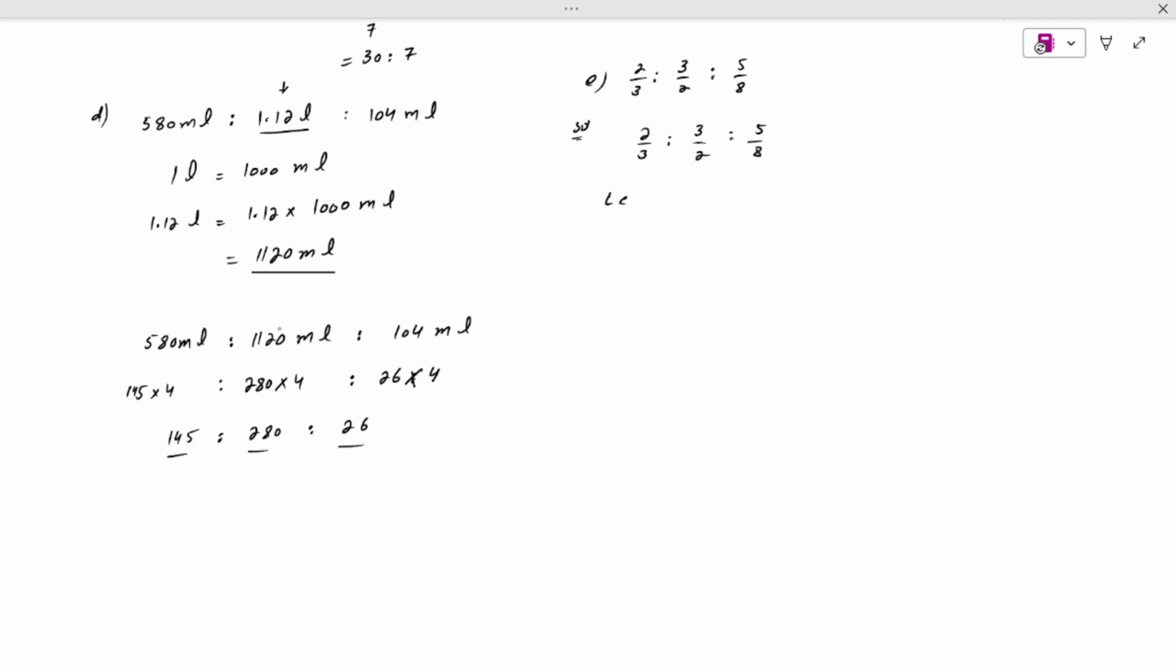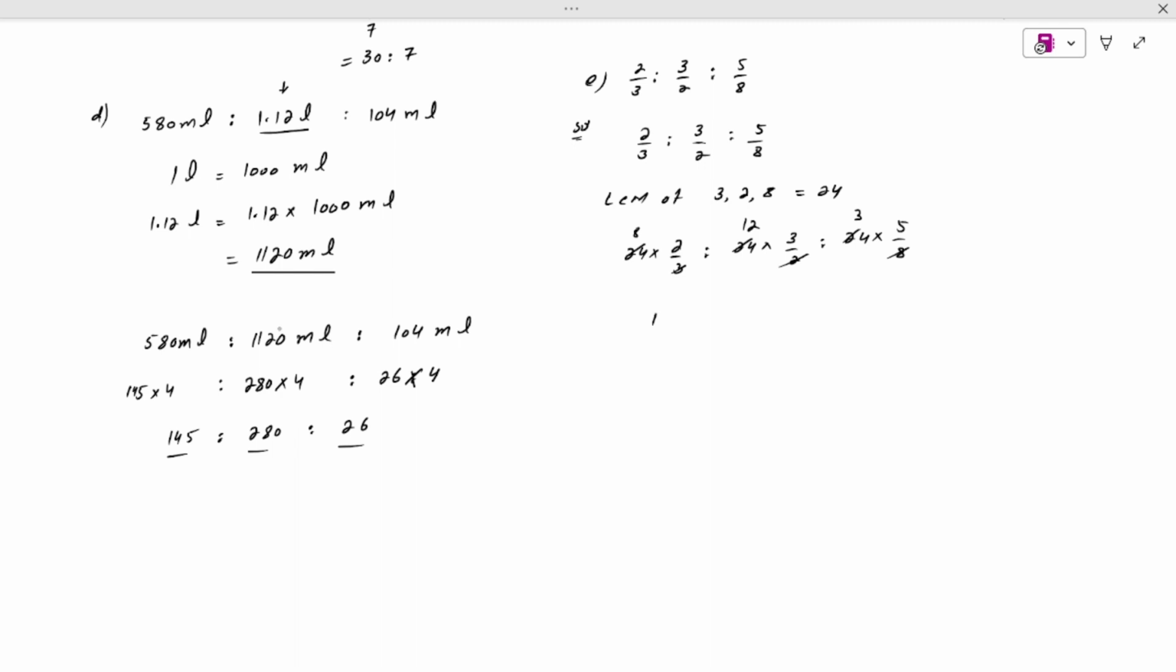LCM of 3, 2 and 8 is equals to 24. Let us multiply these fractions by 24. So 24 times 2 over 3 ratio 24 times 3 over 2 ratio 24 times 5 over 8. 3 8s are 24, 2 12s are 24, and 8 3s are 24.